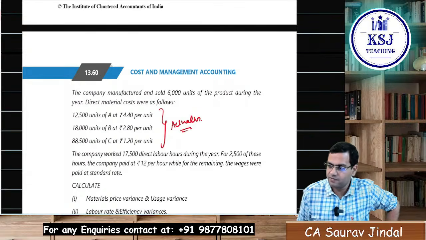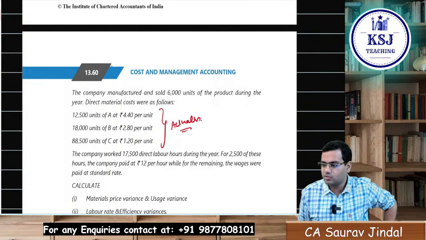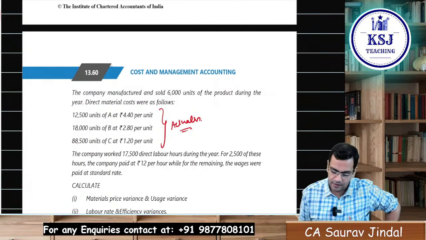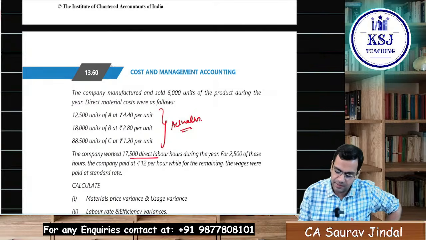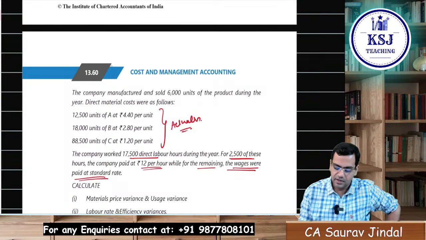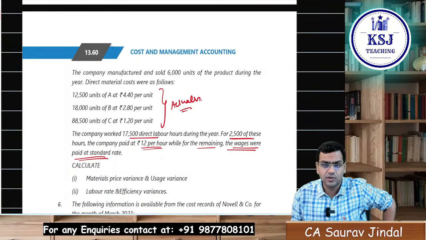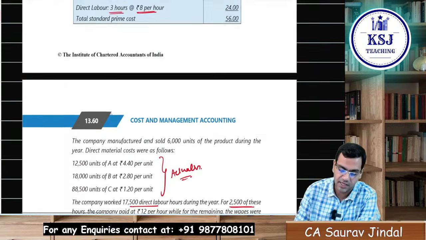Right, the company worked for 17,500 direct labor hours during the year. For 2,500 of these hours, the company paid at 12 per hour, while for the remaining, the wages are paid at the standard rate. Calculate the material price and usage variance and labor rate and efficiency variance.